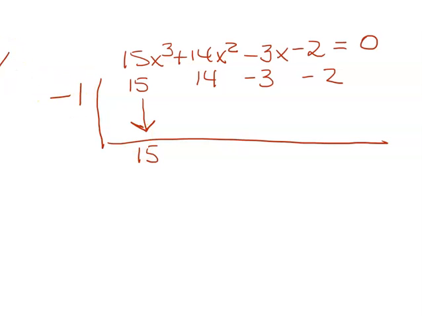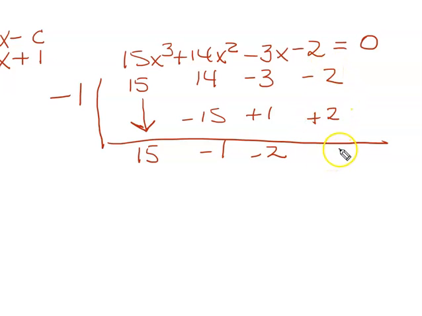Now remember, this came from x plus 1. We're taking that one as it was x minus c. So this would have been a -1. That's where we got that from. And that would be one of the factors. So -1 times 15 is a -15. Add them up, we get a -1. -1 times a -1 is a +1. Add that up and you get a -2. -1 times -2 is a +2.